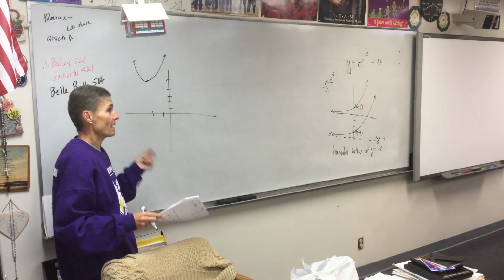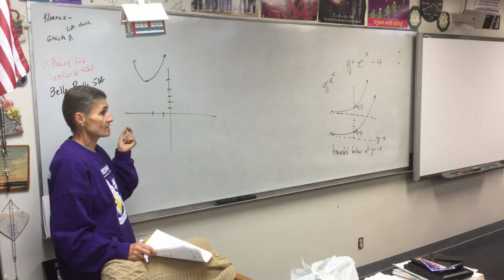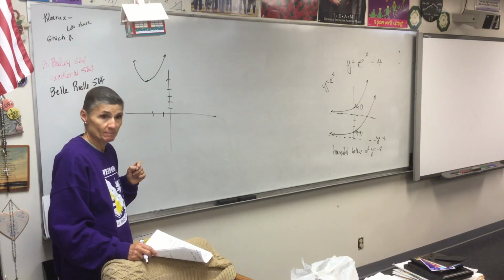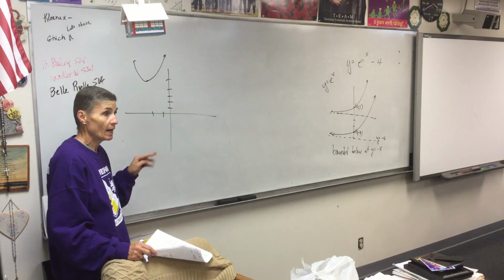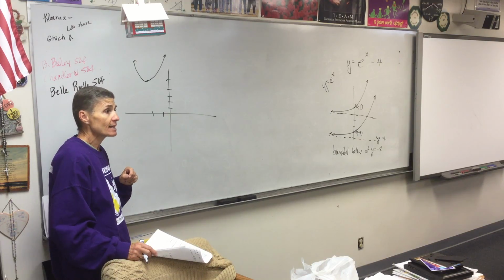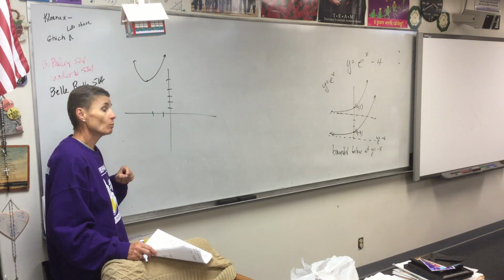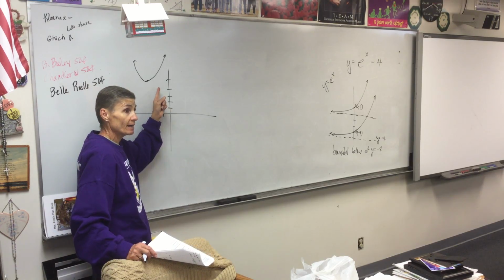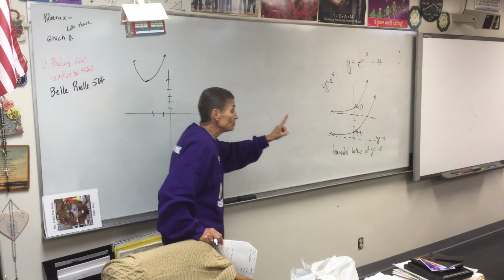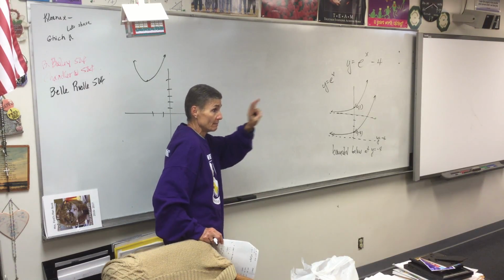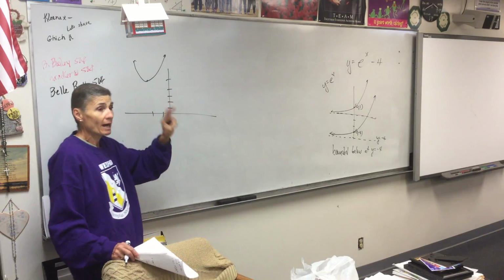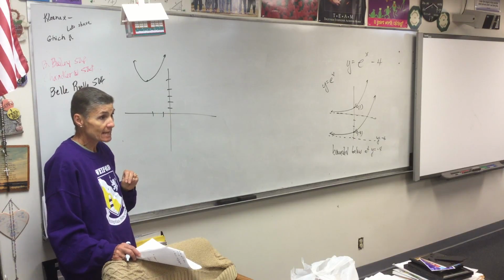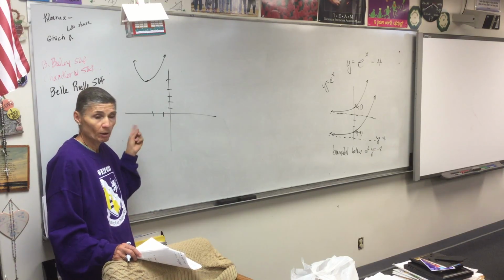Now, when we talk about mins and maxes, we're talking about tops of hills, bottoms of valleys. This problem has no maximums. Would you agree with that? None. However, it does have a minimum. And what would the minimum be? The point negative 2, 5. That is an absolute minimum and a local minimum. Any bottom of a valley is a local minimum. The lowest valley is the absolute. Well, I only have one, so it's both.